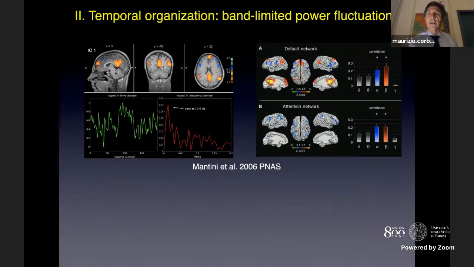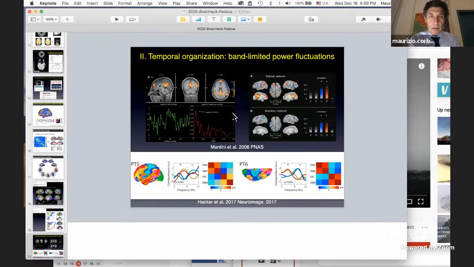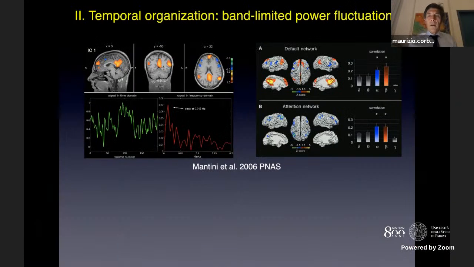On the other side, we see that, for instance, the default mode network correlates with EEG power fluctuation recorded simultaneously in the alpha and the beta band, similarly to the attention network, while other networks, for instance more anterior networks, are actually ticking at different frequencies. So this was evidence that slow power fluctuation of the EEG signal relates to the spatial network that we see with the fMRI.